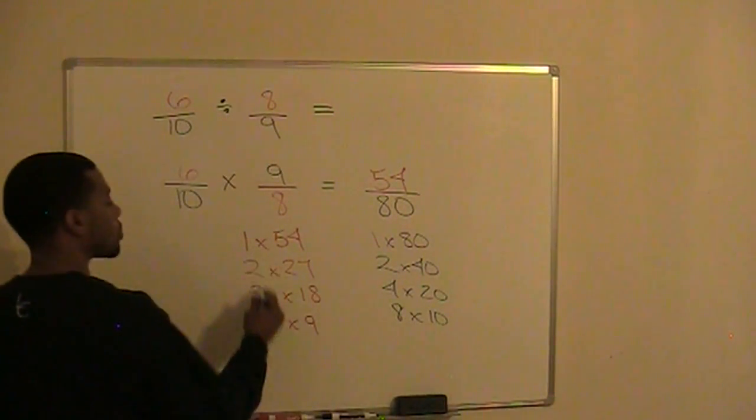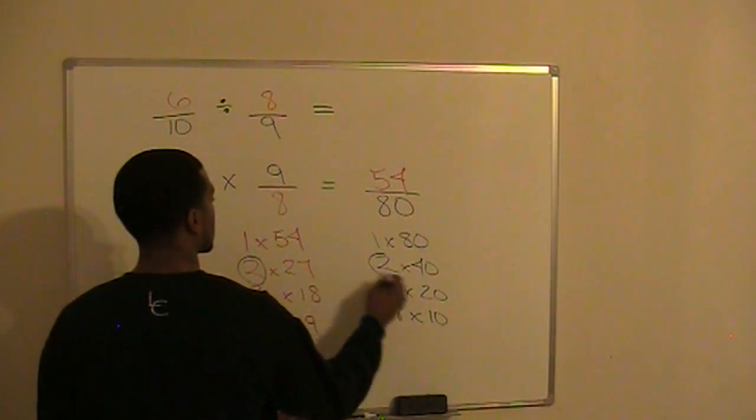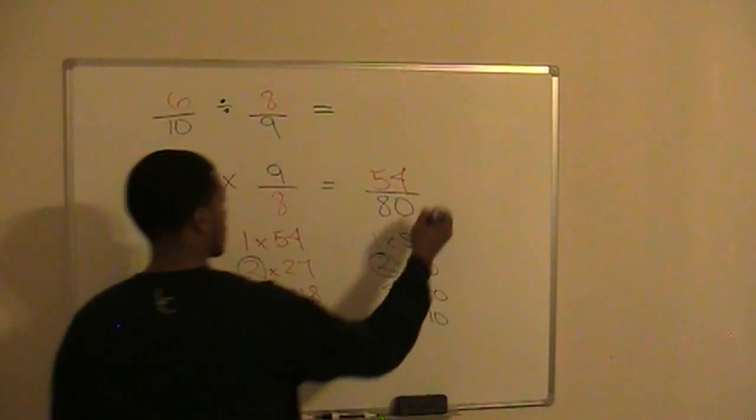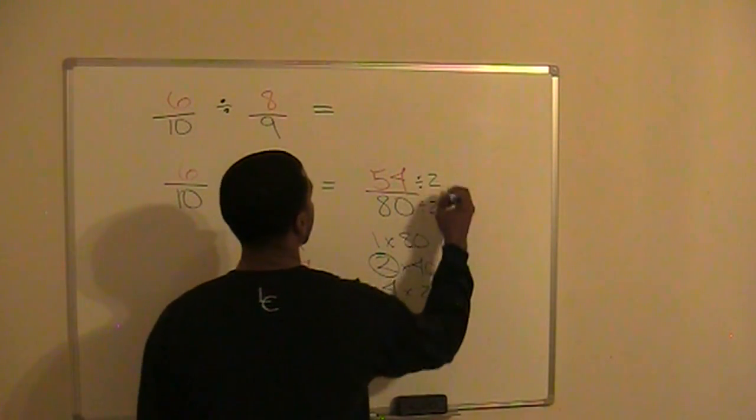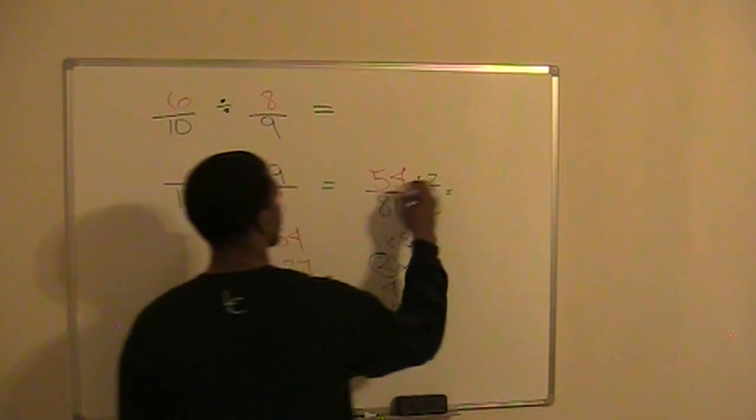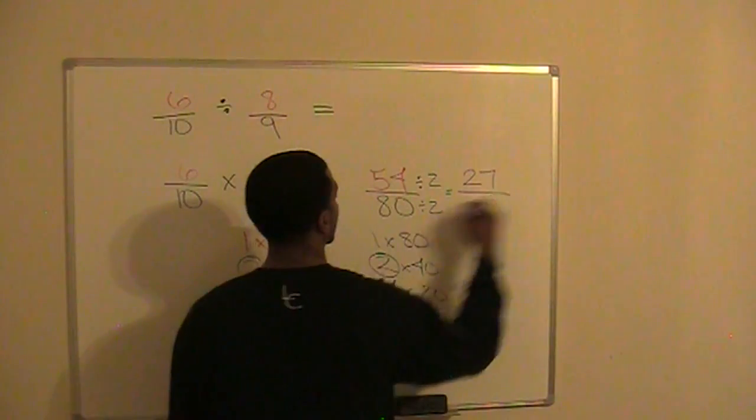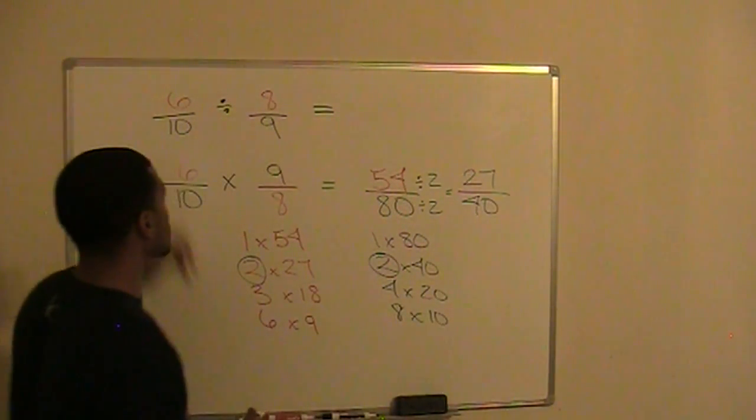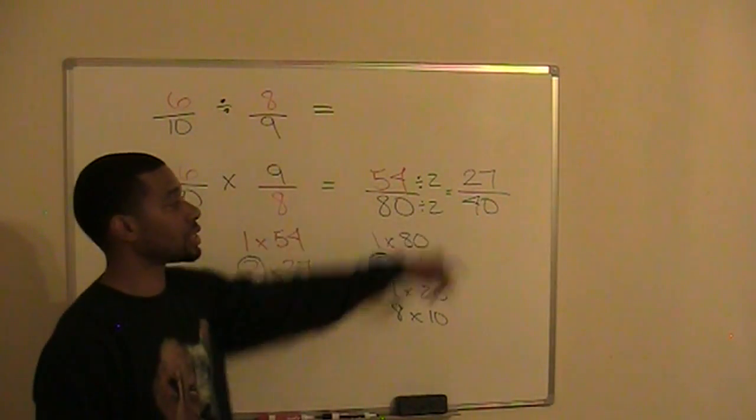And as I'm looking through the numbers, the greatest common factor is 2. So, if I divide both the numerator and the denominator by 2, 54 divided by 2 will give me 27. 80 divided by 2 will give me 40. So 6/10 divided by 8/9 will give me 27 over 40.